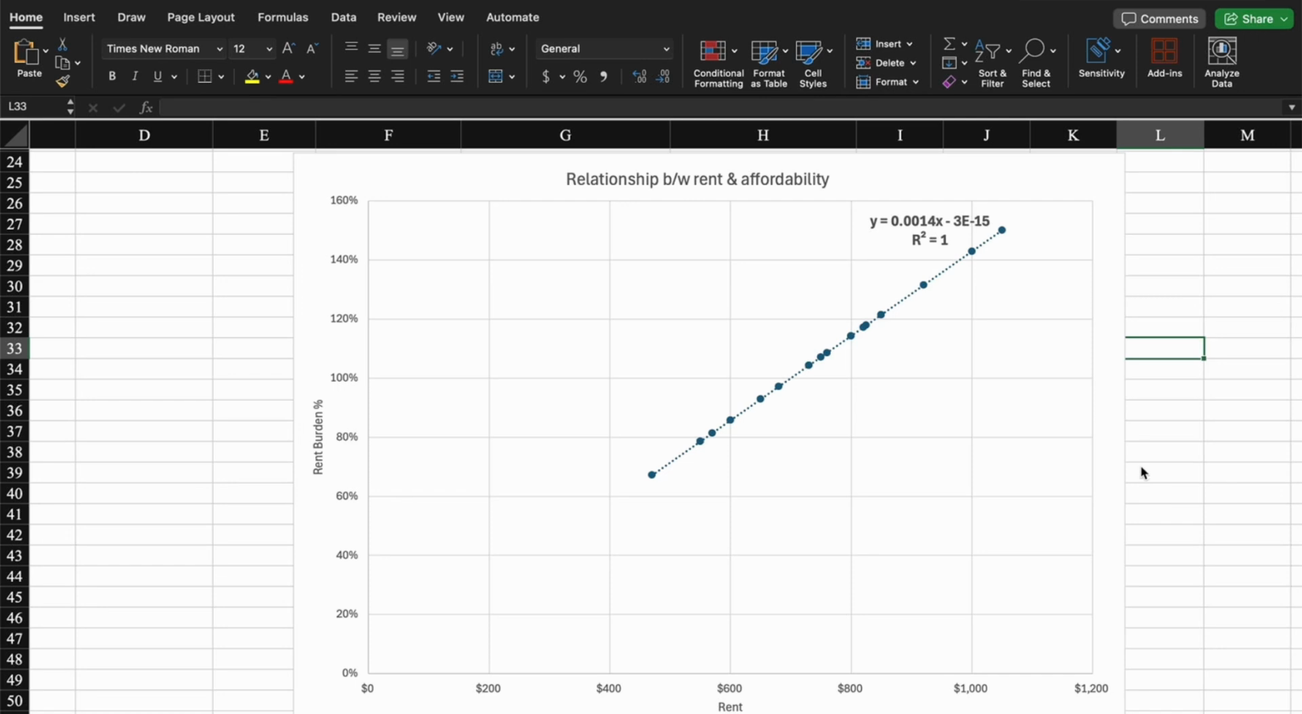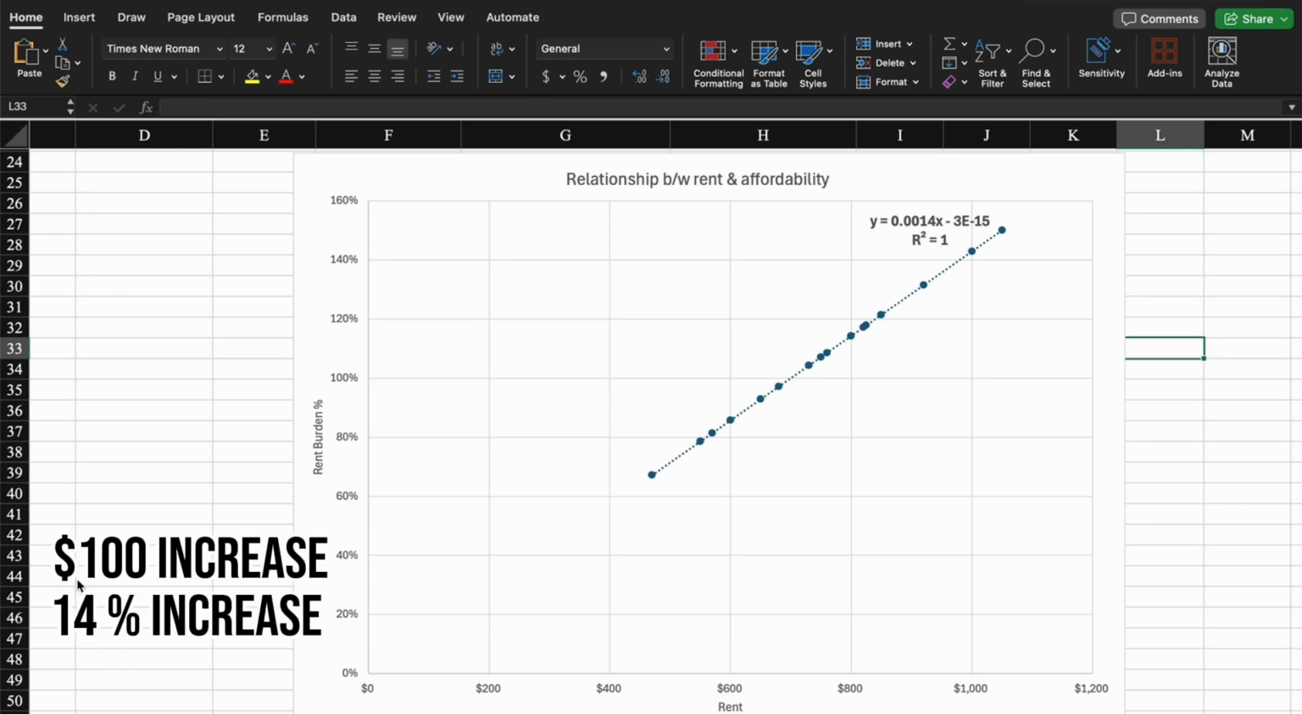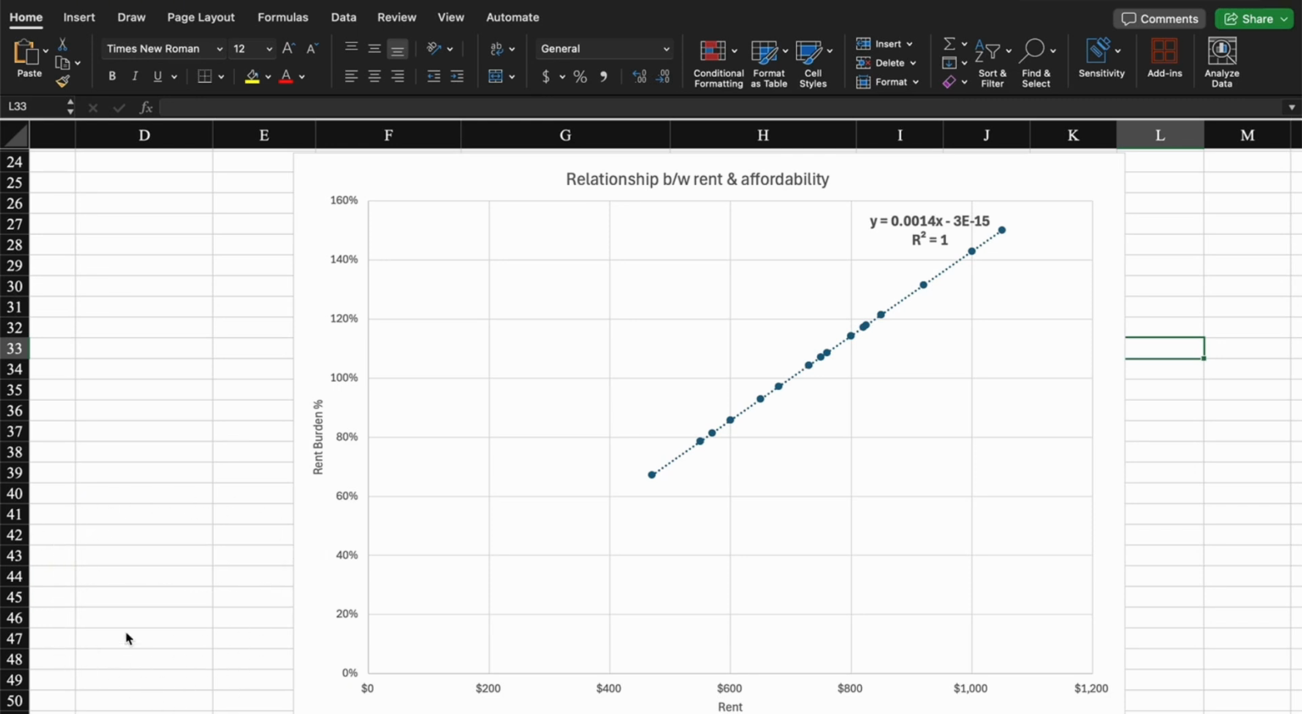Now, this is not just a pretty chart, it's actually doing statistical work. Let's start with the trendline equation. It reads y equals 0.0014x. What this is telling us is that for every $1 increase in weekly rent, the percentage of income spent on rent increases slightly. Or to make that more intuitive, for every $100 increase in weekly rent, the burden increases by about 14 percentage points.